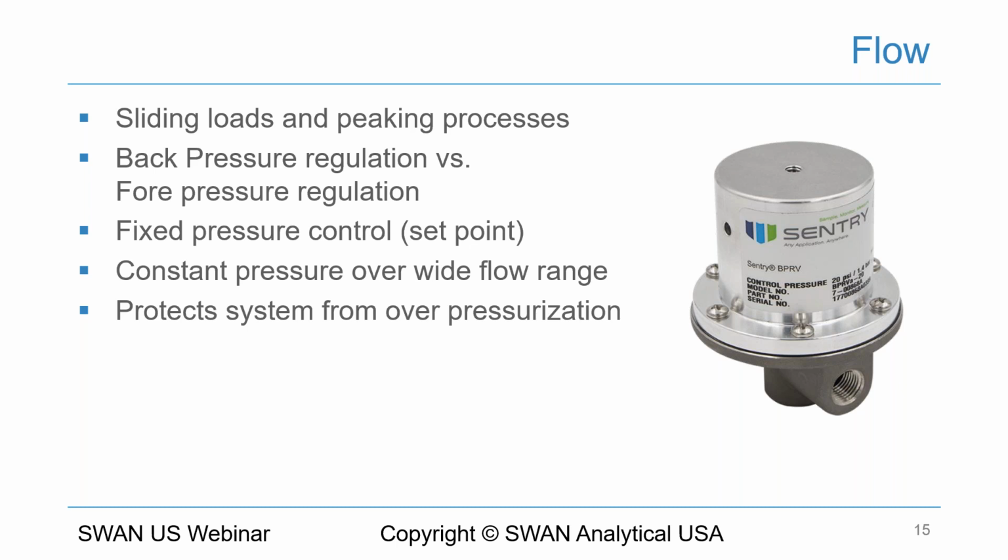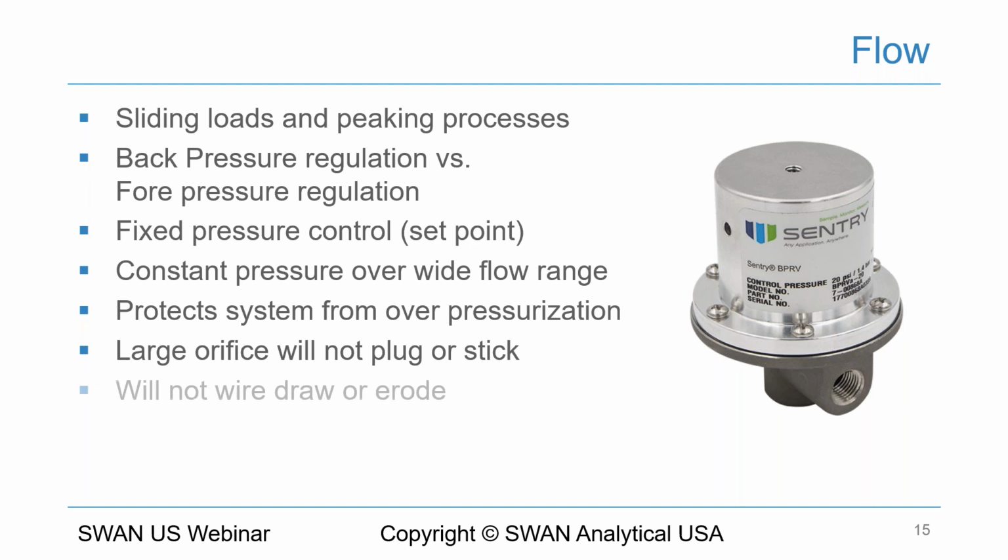All of the back pressure devices that Swan uses are also considered to be a true relief valve. So even in requirements where the ASME requirements state that we need to have a relief valve, the back pressure device that we use meets both requirements. It has a large orifice, so we don't have problems with pluggage or things sticking inside and keeping the unit from operating. It will not wire draw or erode.